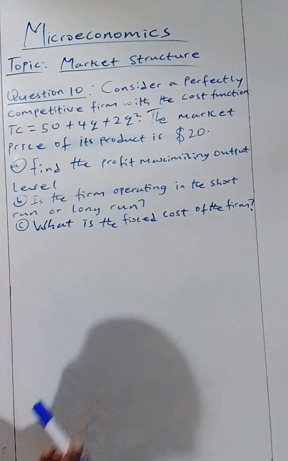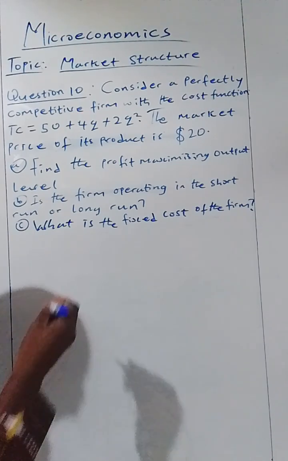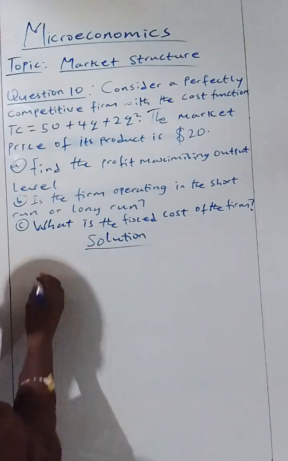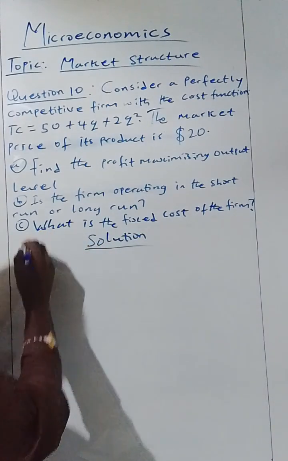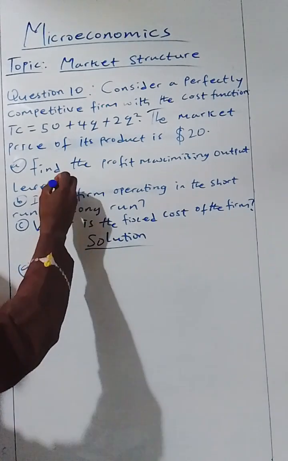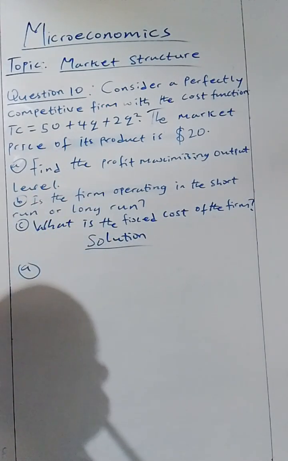So, how do we solve this question? This question is very simple. Just follow me. Here is the solution. We're starting with the first one, A, find the profit maximizing output level.